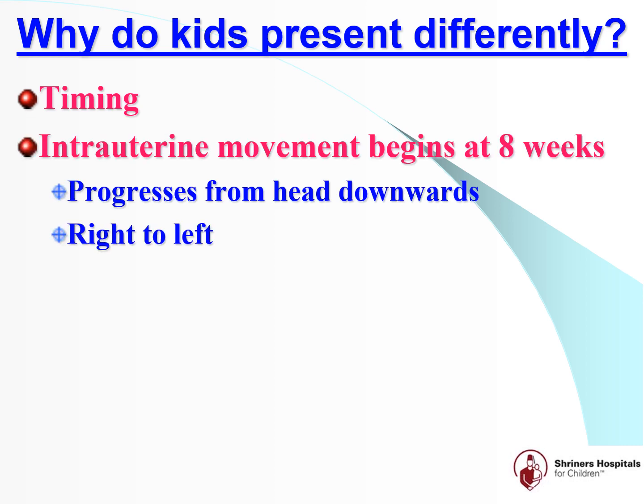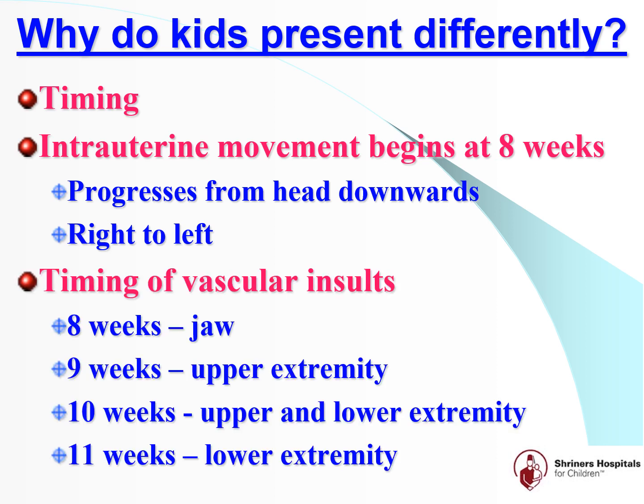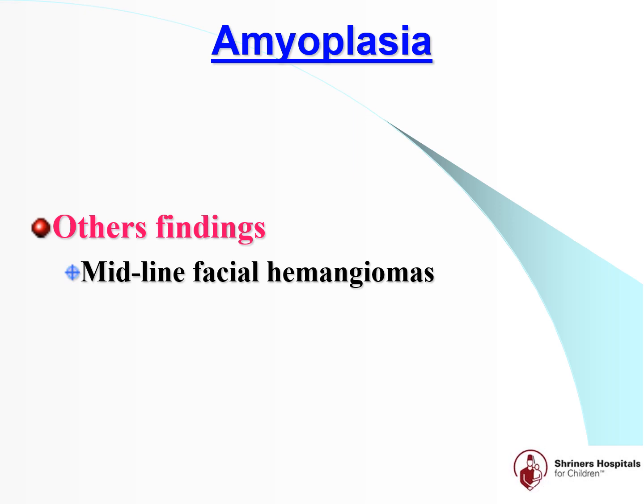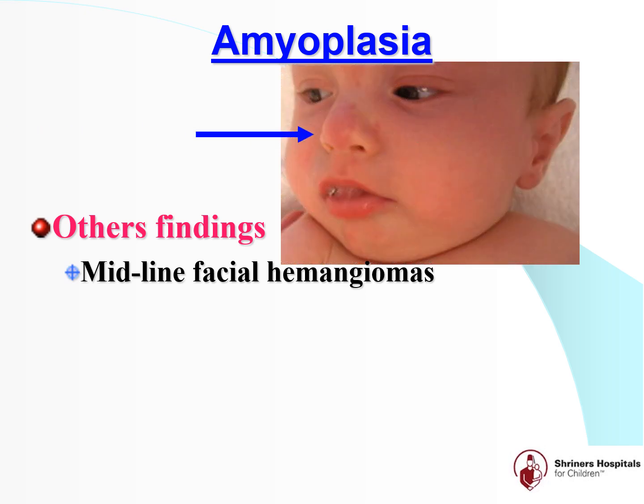Babies begin moving at about 8 weeks of pregnancy, starting from the head downwards, and the right side moves before the left side. So if there is a single injurious episode that happens at about 8 weeks of gestation, only the jaw will be affected. If it happens around 9 weeks, then only the upper extremities will be involved. At 10 weeks, it will be a combination of the upper and lower extremities, and at 11 weeks, it can be only the lower extremities. But if there is a lasting abnormality that occurs during this time in pregnancy, it can affect all of these areas together.